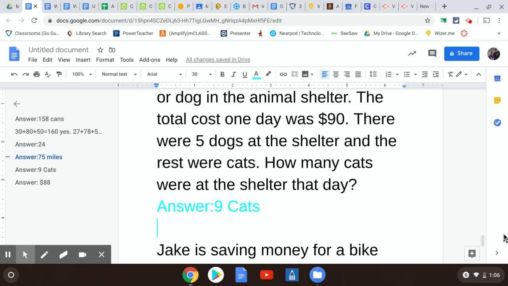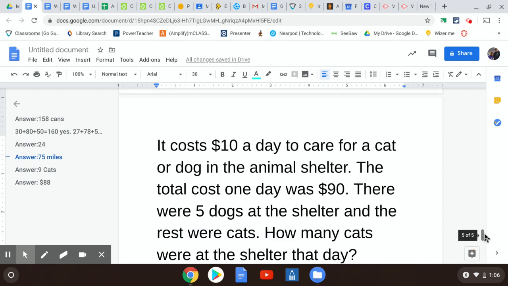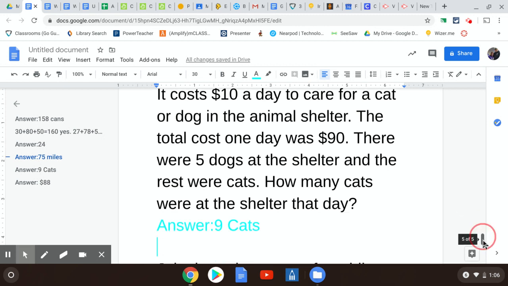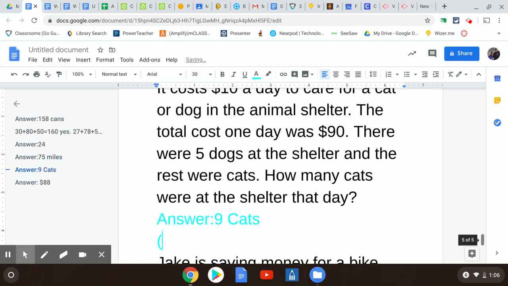Now, if you notice, 10 and 90 are already at their closest 10. You can't round them anymore. So what you're going to do is, in parentheses, you are going to take 90, because that's how much it costs for the day, divided by 10 to figure out how much it cost to care for these animals.